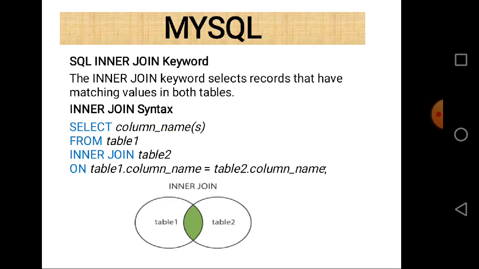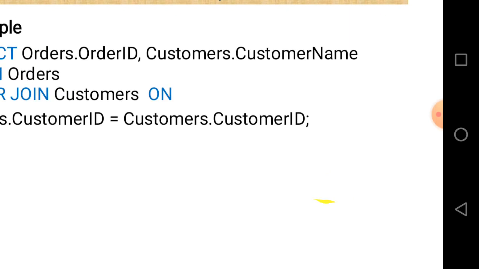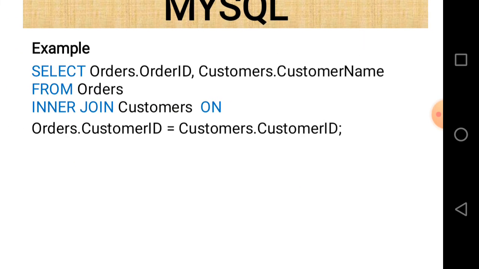Let us take an example. Let us suppose that there are two tables, orders and customers, and both have a common column name, suppose customer ID. If you want to perform inner join, then write select and then the name of the first table, that is orders, and then its column name order ID, and then a comma. If you want to select a column of the second table, suppose customer name, then we write customers dot customer name.